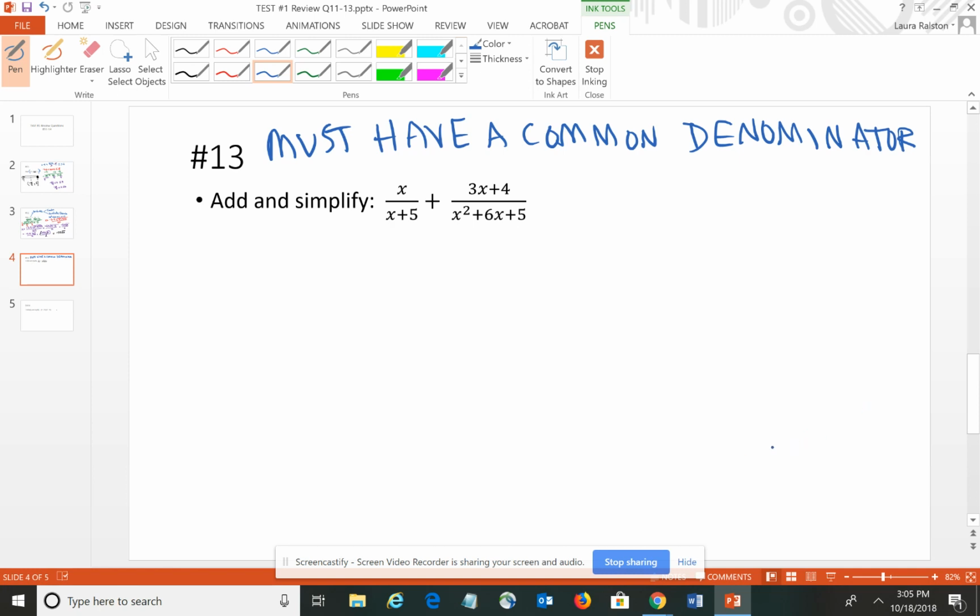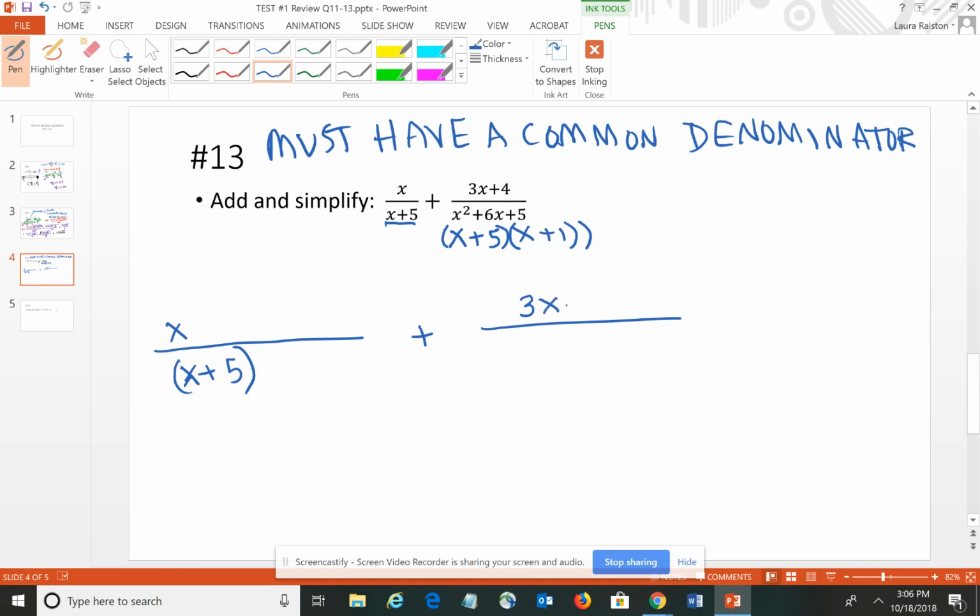x plus 5 is as simple as I can get it, so that's going to have to be in the denominator. x squared plus 6x plus 5, I believe, will factor, so I can get a sense of what pieces I need. It factors into x plus 5 times x plus 1. So if I look at my problem, my first rational expression is x over x plus 5. My second one is 3x plus 4 over x plus 5 times x plus 1.